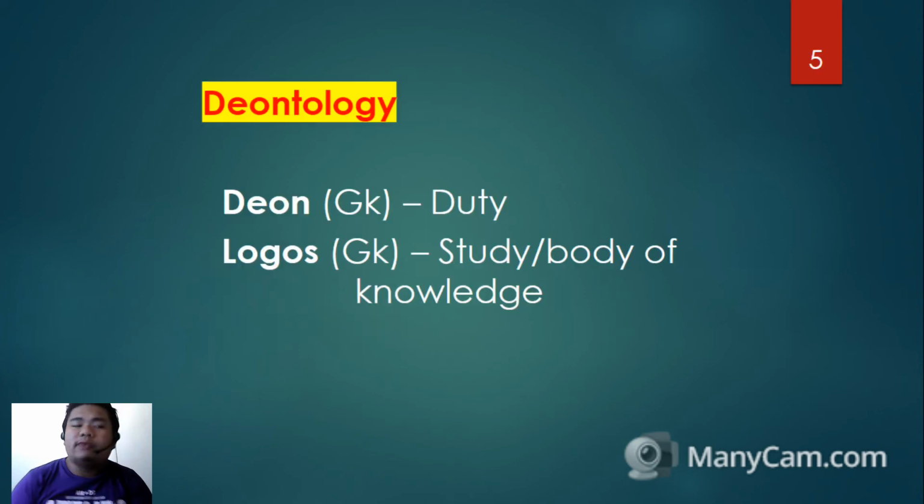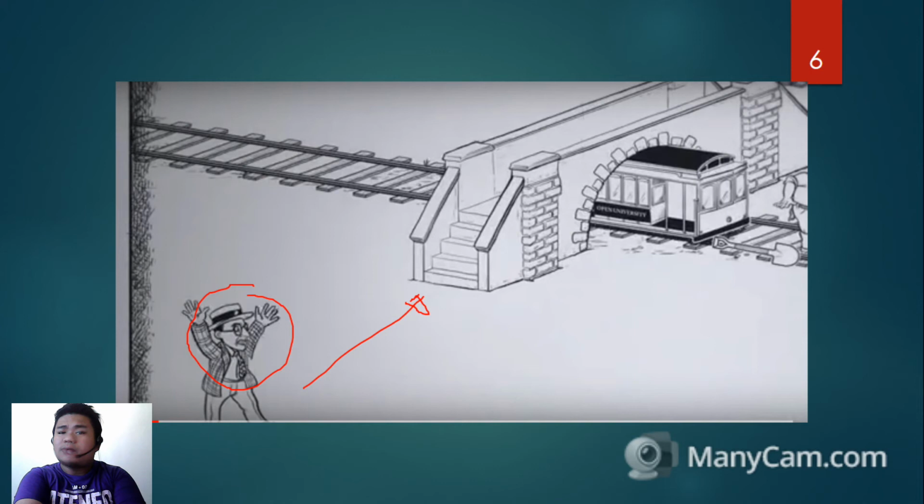Kant actually coined this word deontology from two Greek words. First, deon, which means duty in Greek. Logos, which means study or a body of knowledge. So if you combine this, it actually means the study of duty. So ano ibig sabihin ni Kant nito? Before we answer that question, let's try to take a look at our moral agent here.